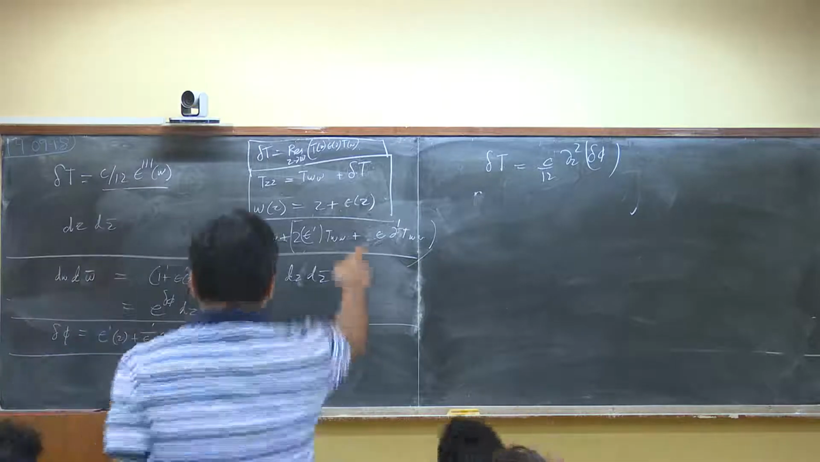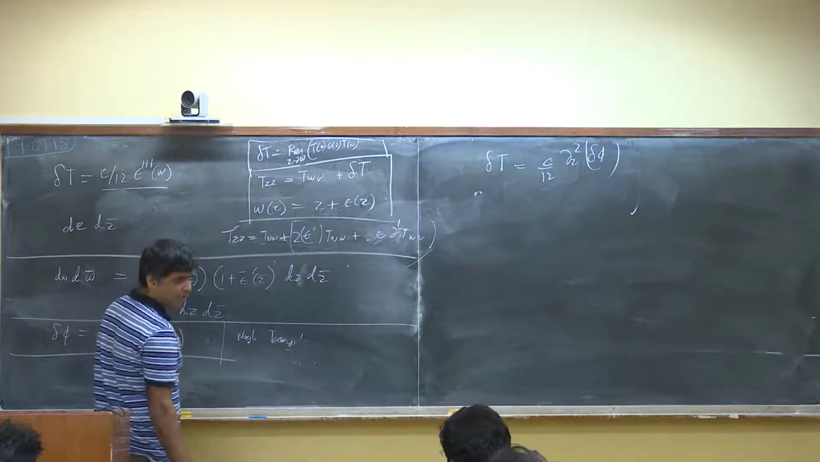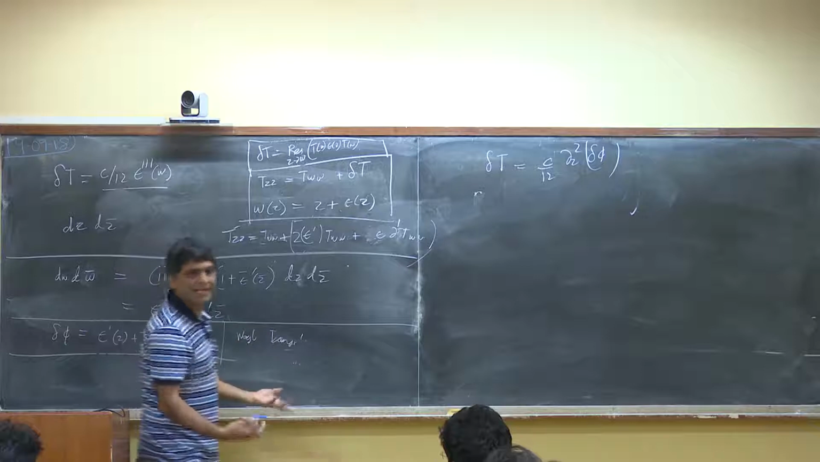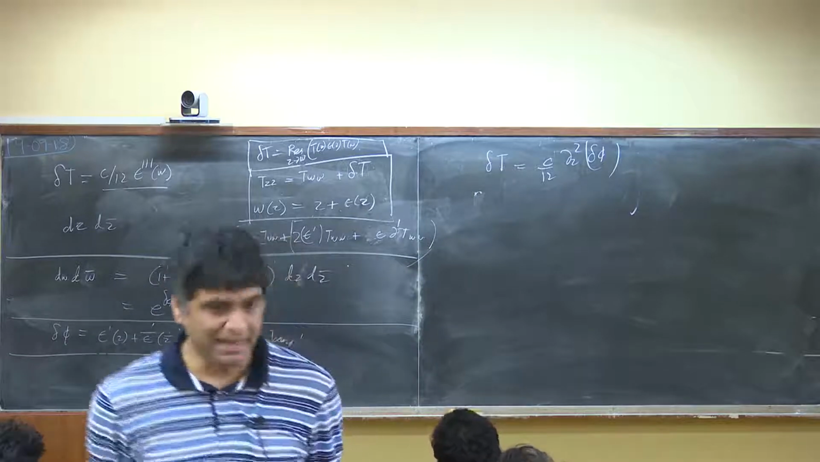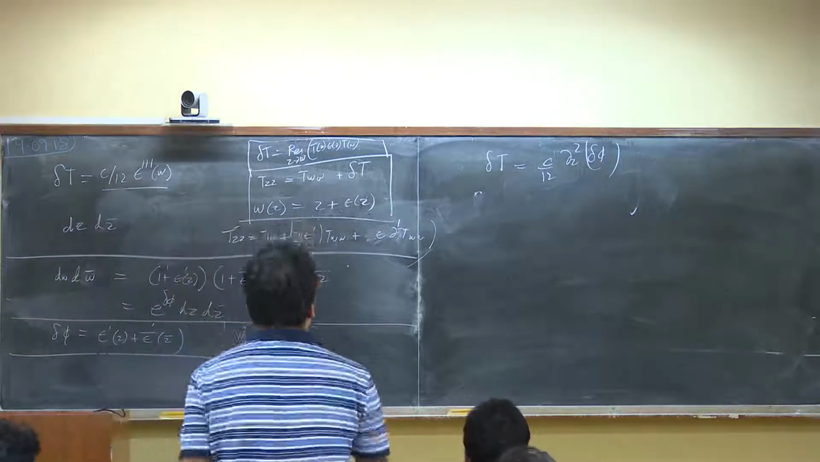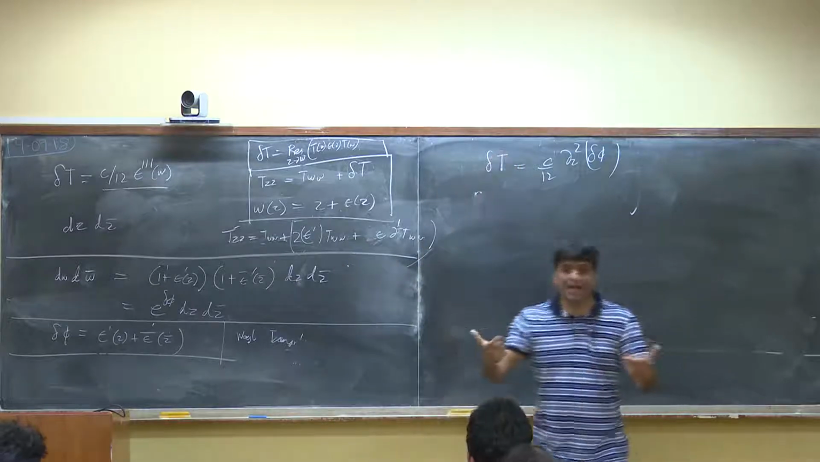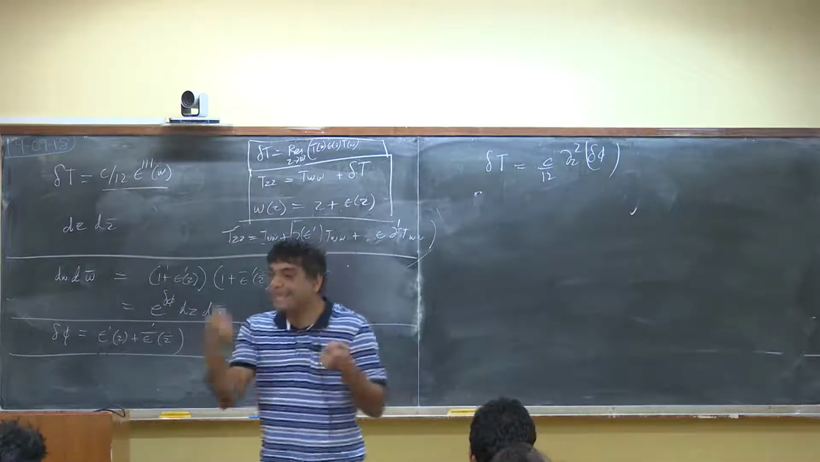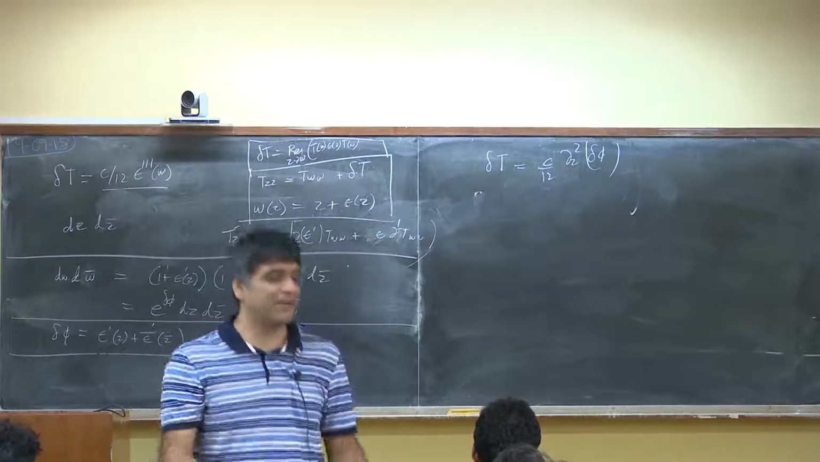Well, just plug in this delta phi. This term gives what you want, and this term is 0 because the analytic derivative of an anti-analytic function is 0. Is this clear? Now, that's very nice. We've determined how t, the analytic component of t, transforms under a Weyl transformation.